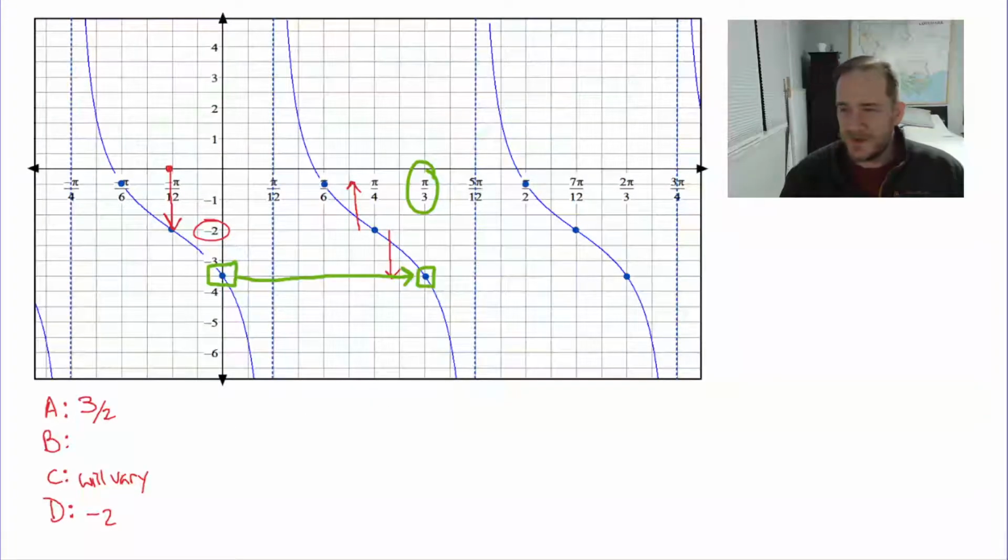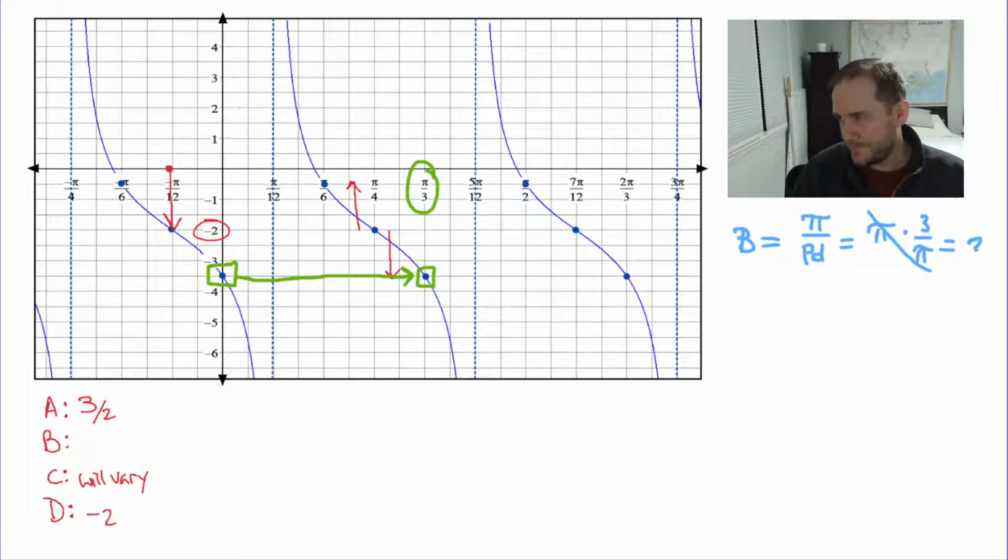All right, finally, the period's pi over 3. That means that B is 3, right? I always doubt myself. Let's use the formula. B, we decided, is pi divided by the period. So of course that's pi divided by pi over 3, meaning multiplied by 3 over pi, meaning the pi's cancel, meaning we get 3, like I said.